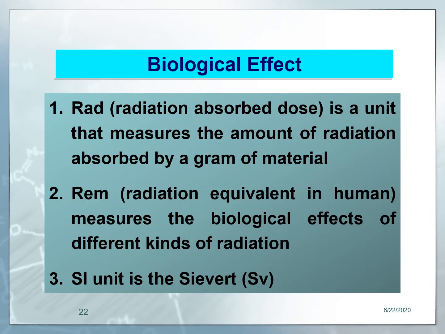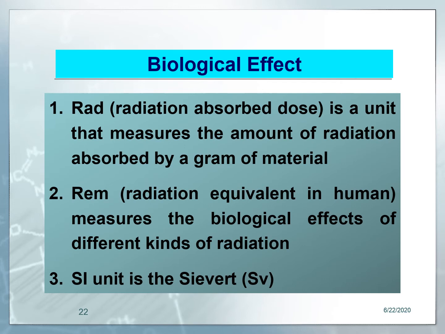After we measure the activity of a radioisotope, we often want to know how much radiation the tissues in the body absorb. The rad, radiation absorbed dose, is a unit that measures the amount of radiation absorbed by a gram of material, such as body tissue. The rem, radiation equivalent in humans, measures the biological effects of different kinds of radiation.